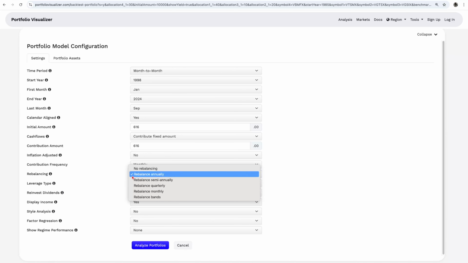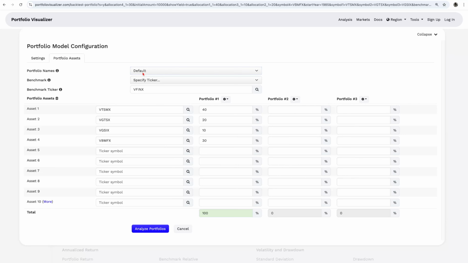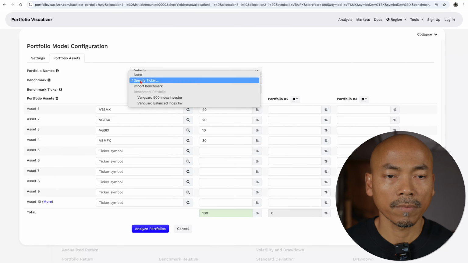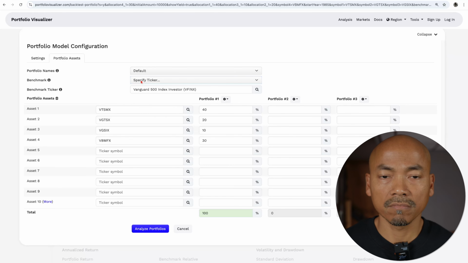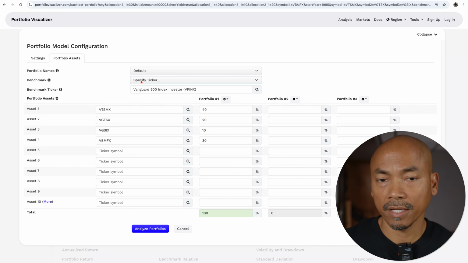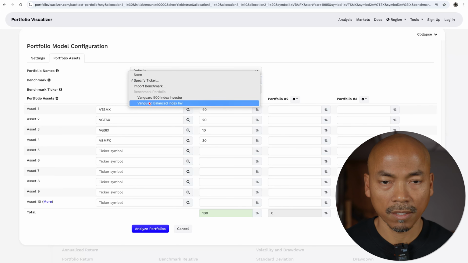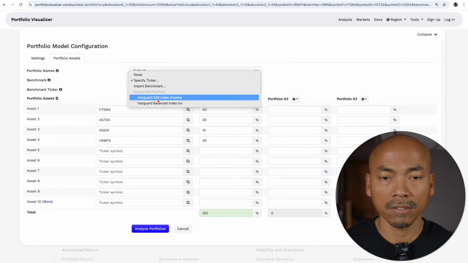Rebalance, you can say how often you want to rebalance it. I put rebalance annually. Reinvest dividends, absolutely yes. For portfolio asset names, if you leave the default, it just puts the headers Portfolio 1, 2, and 3. If you put custom, you can rename them. For benchmark, if you want to see how the funds perform against a certain benchmark, in this case, either Vanguard Balanced Index Fund or Vanguard 500 Index Investor Fund, I'll use that as the benchmark.